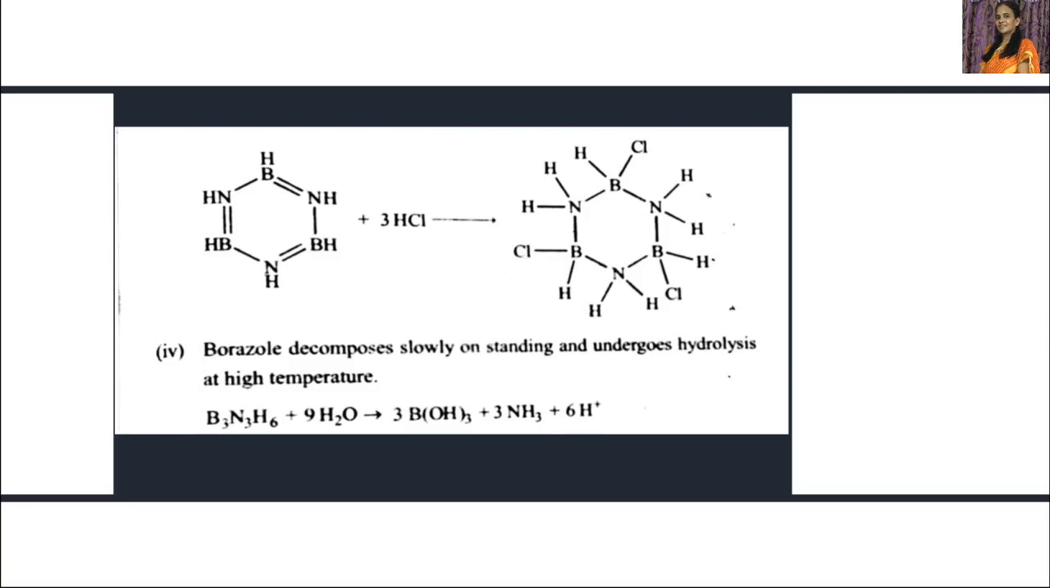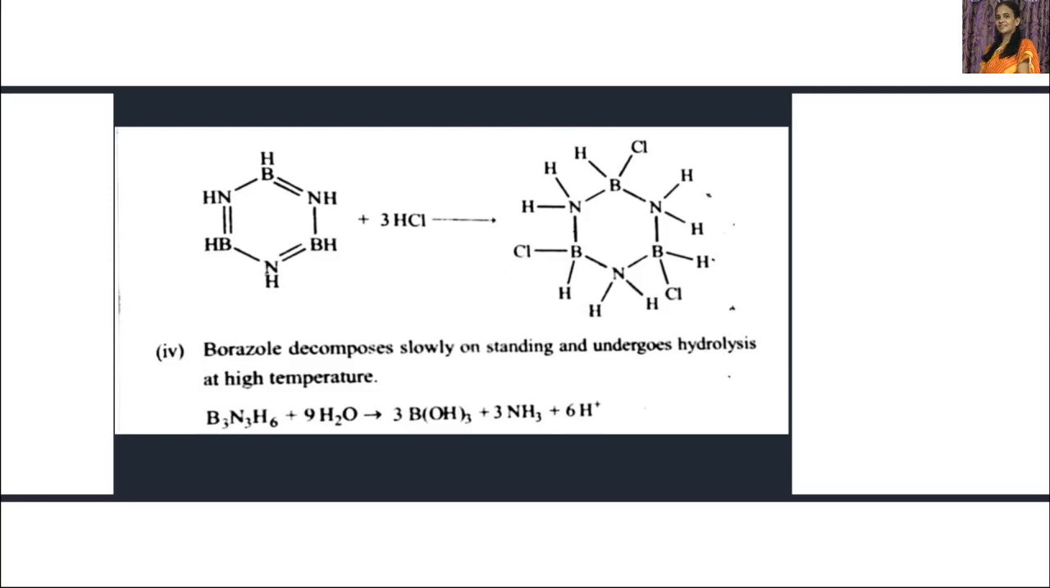From this reagent HCl, the negative part is chlorine. It goes to boron, and the positive part of this reagent, hydrogen, goes to nitrogen. As Cl is more electronegative, it goes to the less electronegative boron during the addition of HCl to borazole. This is the product obtained.